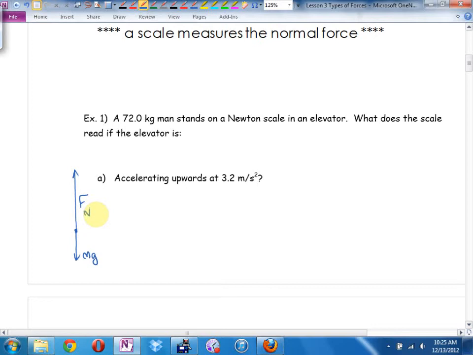Now you'll notice in the question, Tara, I said, what does the scale read? You'll notice there's no scale in my free body diagram. Why? What does the scale measure? Normal force. I'm going to put normal force in my free body diagram. He's being pulled down by gravity. The ground in the elevator is pushing him up. Who's winning?